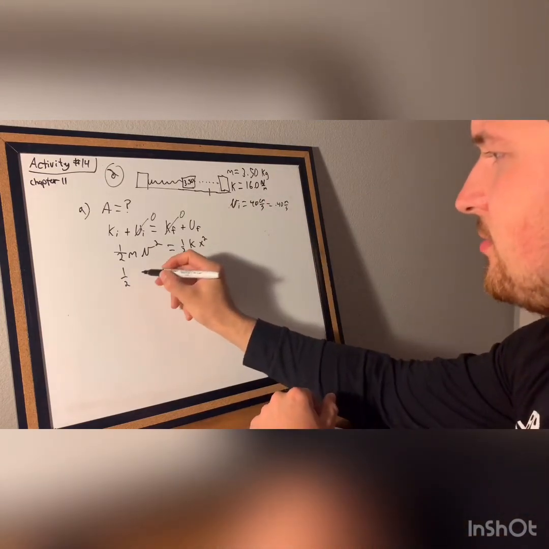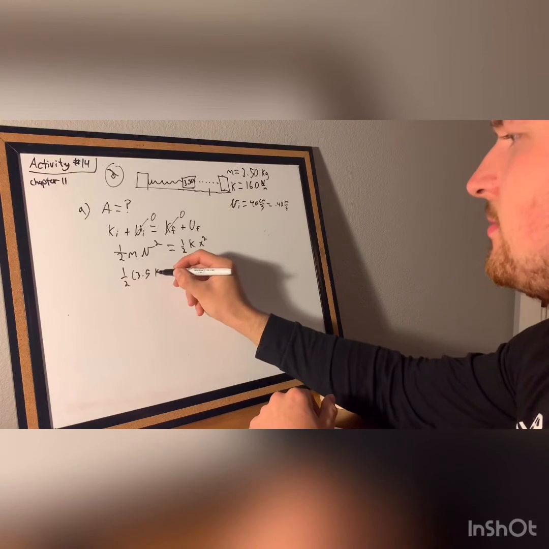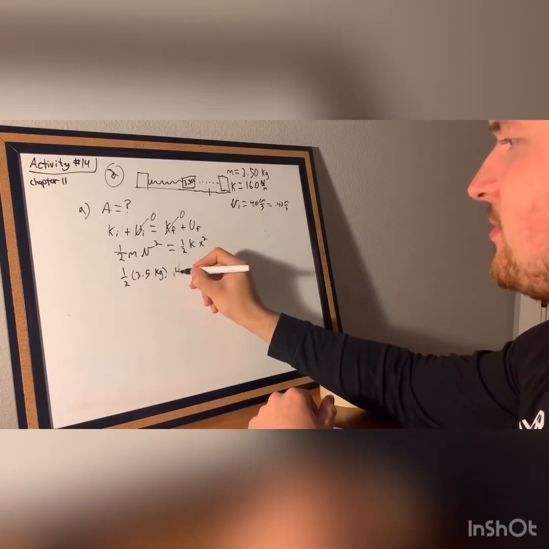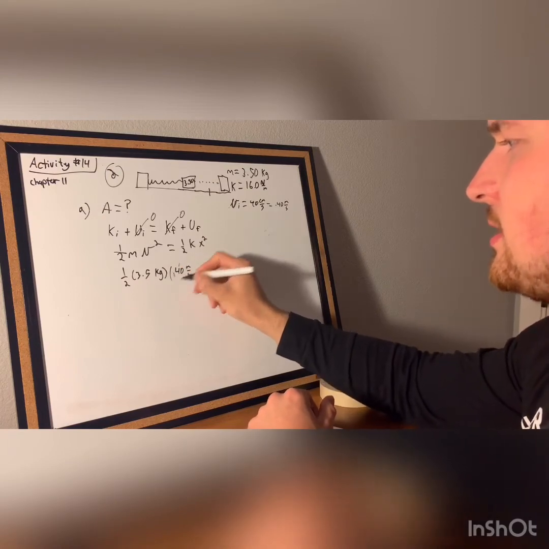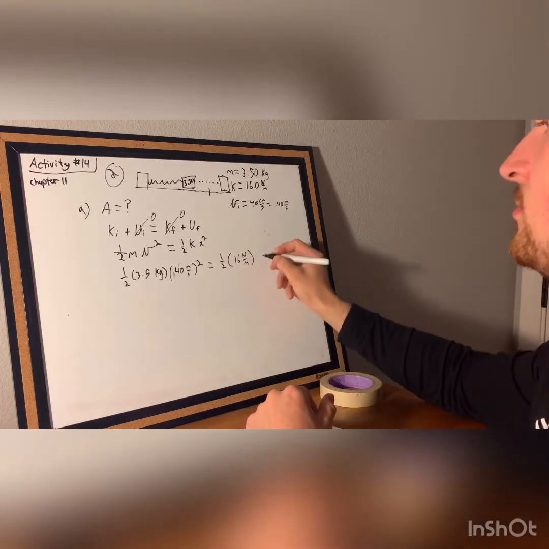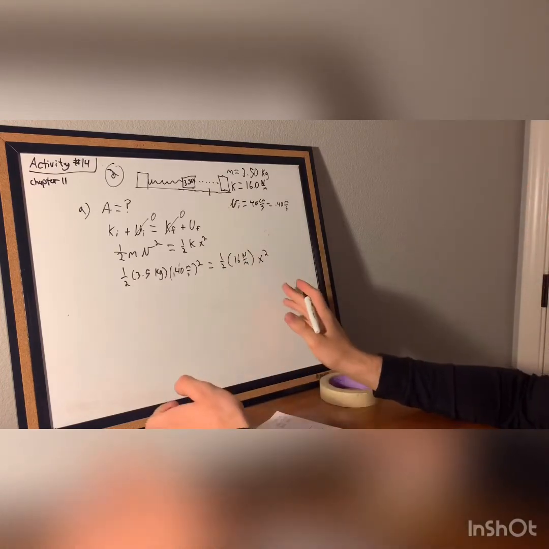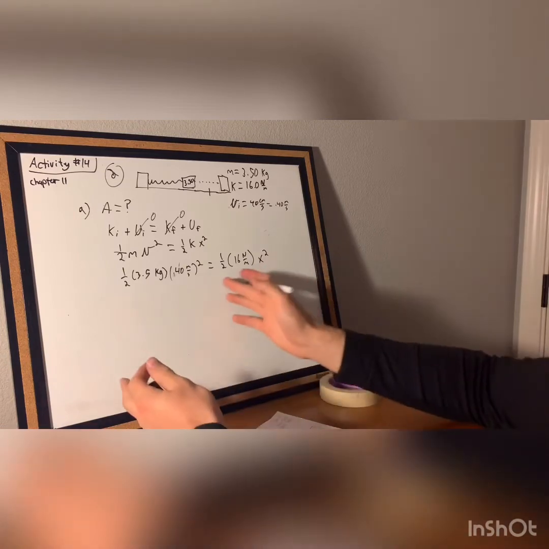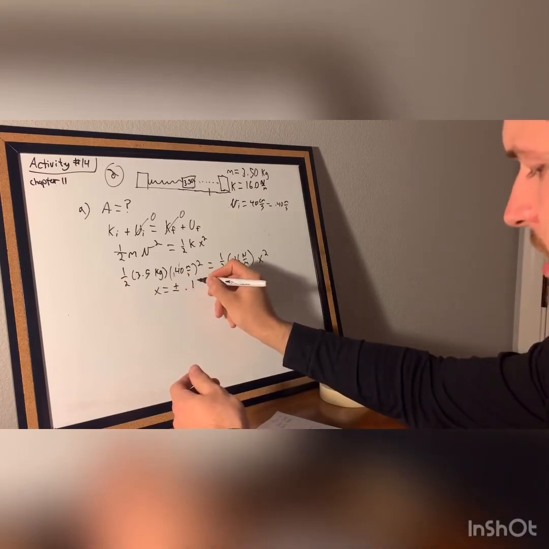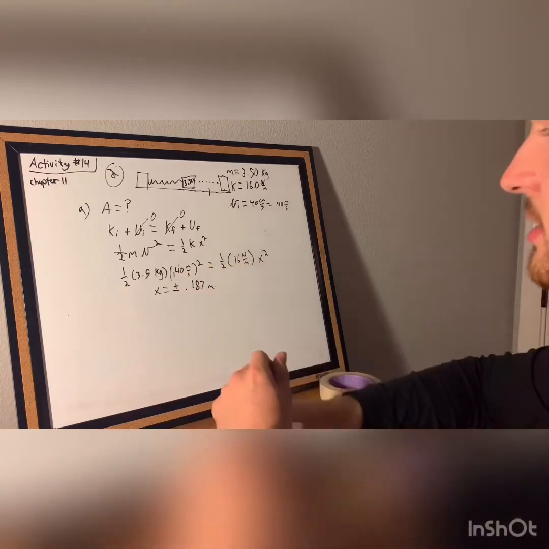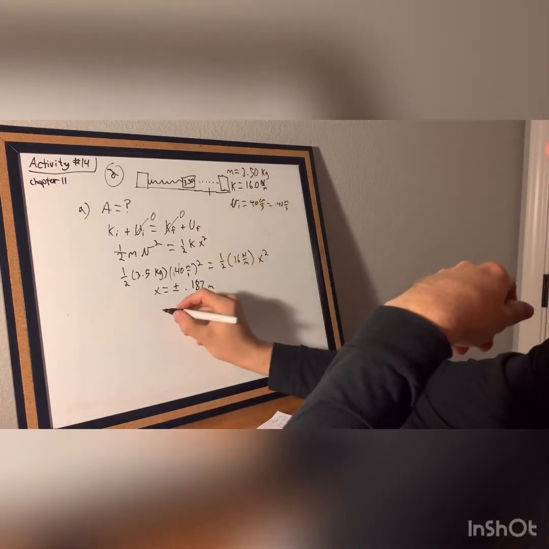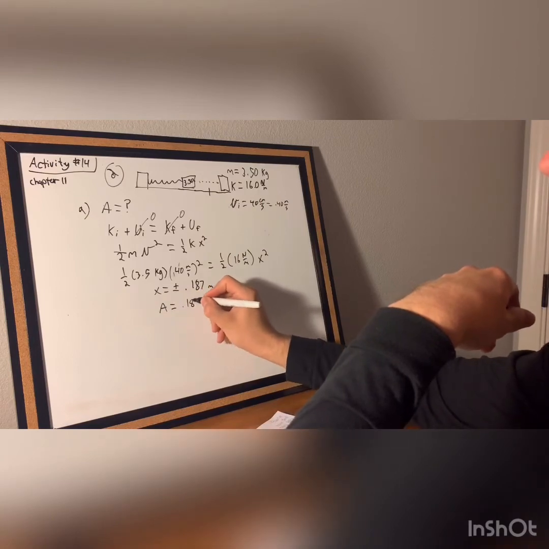So we have some of this stuff. We do 1/2 mass 3.5, velocity we have, which is 0.40 meters per second, squared, equals 1/2 times the spring constant. All right, so it looks good. All we're left with is our x now, and you just plug this into your calculator and solve for it. And we get x equals plus or minus 0.187 meters. Amplitude is never negative. It's just how far it travels from its equilibrium state. So amplitude equals 0.187 meters.